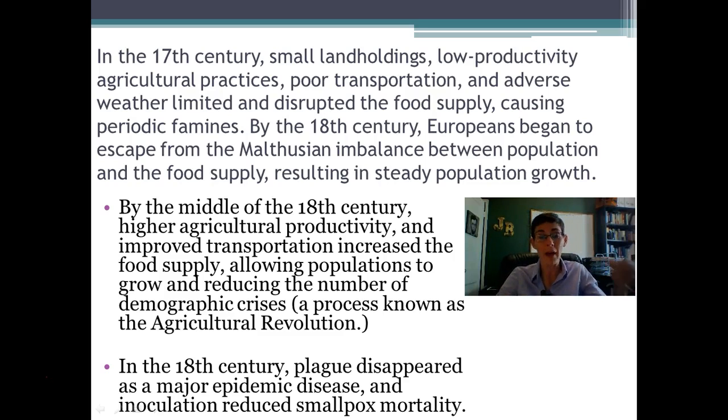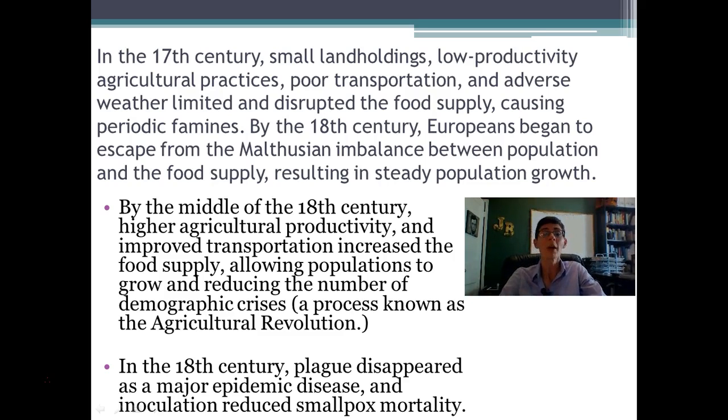This is from Thomas Malthus. He was an important scholar during this period in European history, and he had a lot of theories about population. So they began to escape from this Malthusian imbalance between population and the food supply, and this helped to cause steady population growth. When you have steady population growth, you add to the labor force, which allows a society to be more productive.